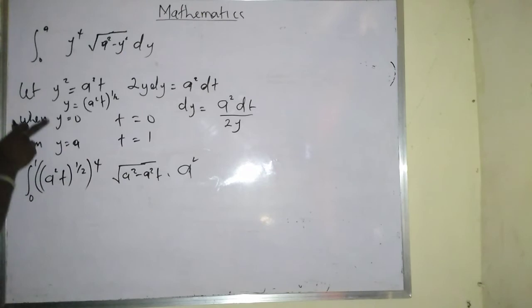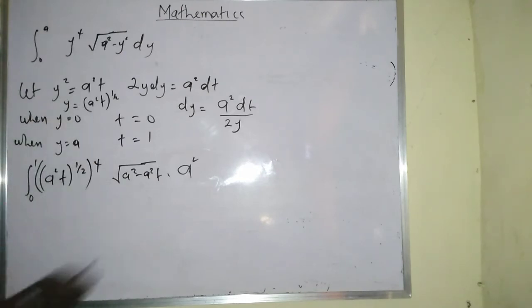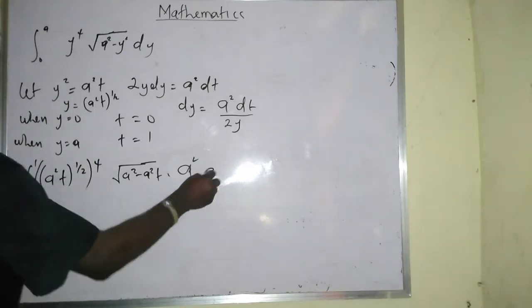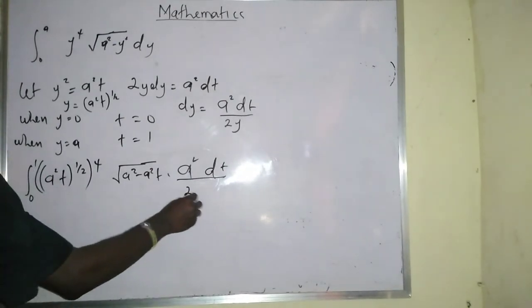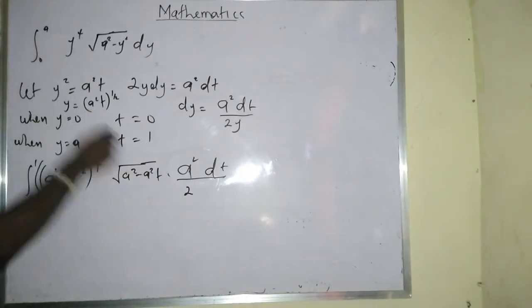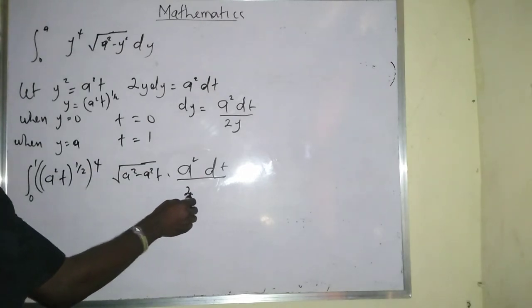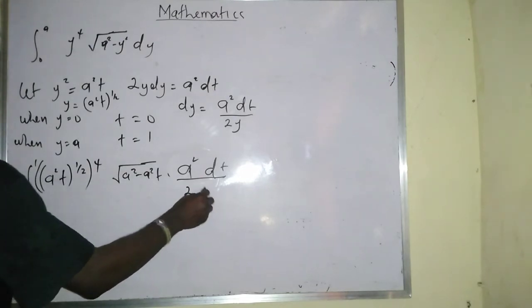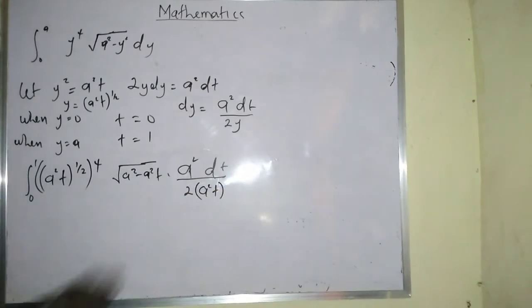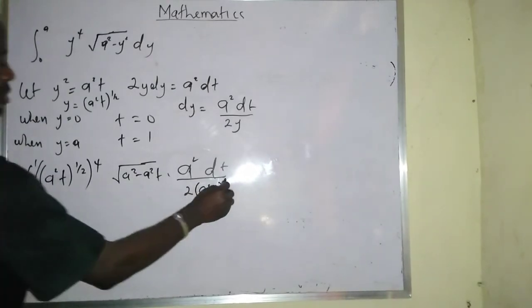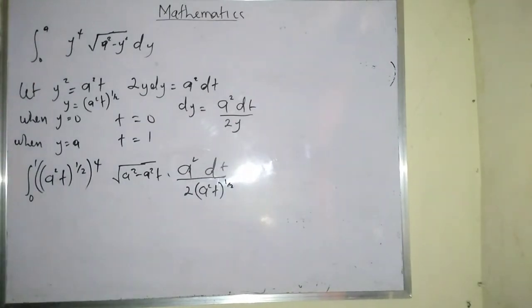And my y is already given. What is my y? My y is already on this side. It means I will say a squared dt divided by 2. What is my y? My y is equal to a squared t, bracket of 1 over 2. Now, since I have this, by so doing, I will do my little things.